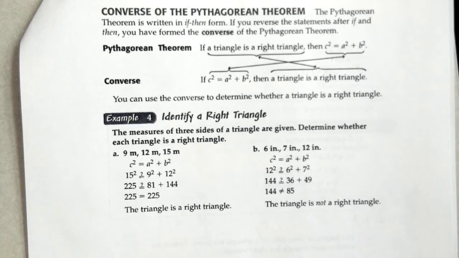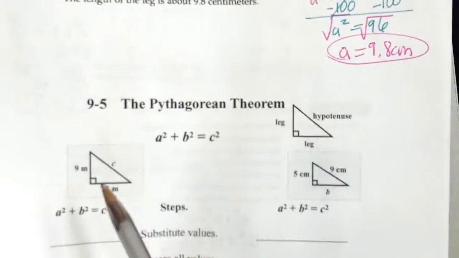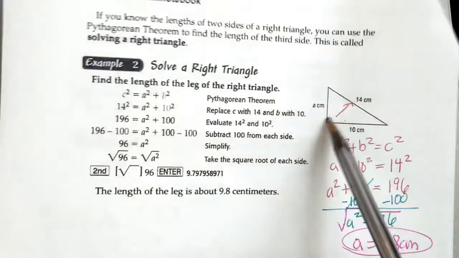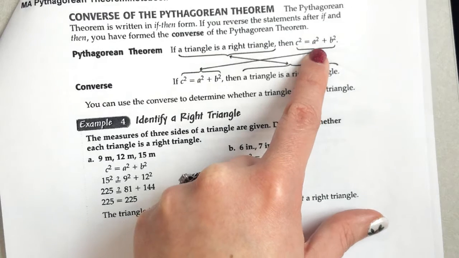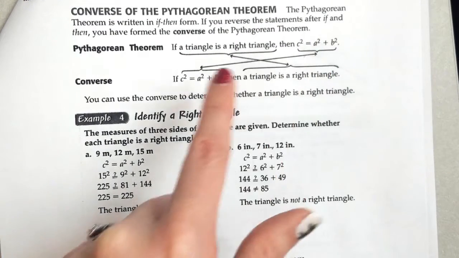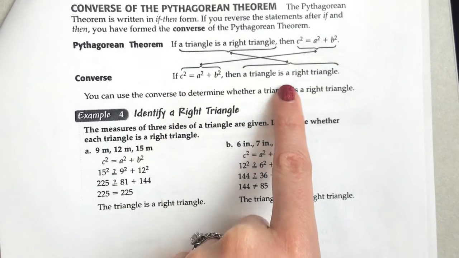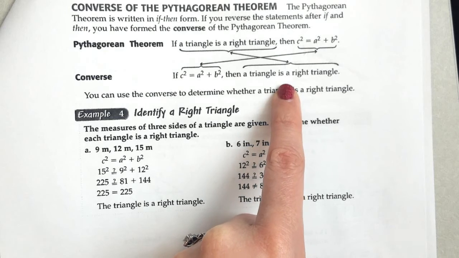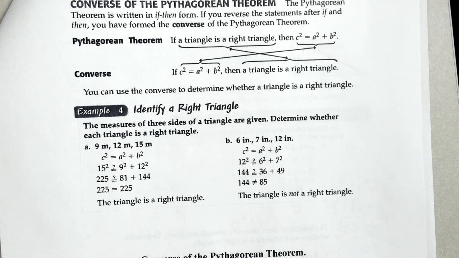So what we've looked at so far is if you start with a right triangle. We've been talking about right triangles. Pythagorean theorem only works for right triangles, not acute triangles, not obtuse triangles. So if you're working with a right triangle, then we know a squared plus b squared equals c squared. The converse of that would be, well, if a squared plus b squared does equal c squared, then you know it has to be a right triangle. Okay? You can use the converse to determine whether a triangle is a right triangle.